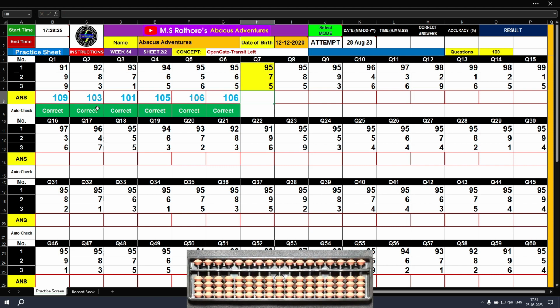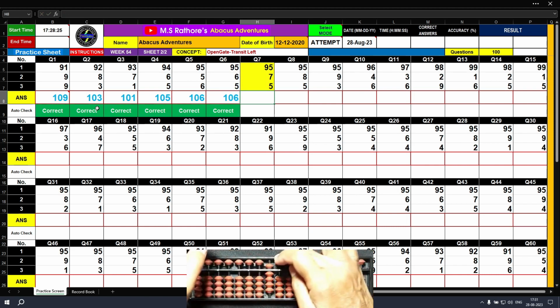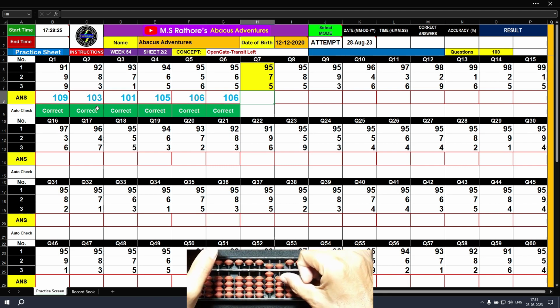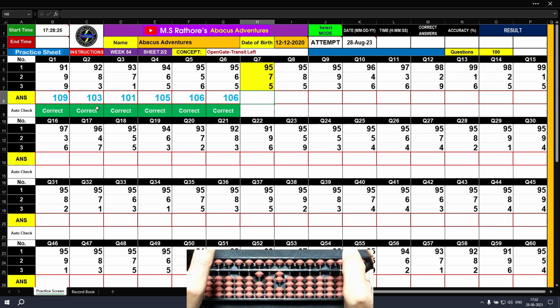Question number 7. Plus 90, plus 5, the answer is 95. Plus 7, combination: plus 7 equals plus 2 minus 5, open the gate, plus 10. The answer is 102. Plus 5, the answer is 107.